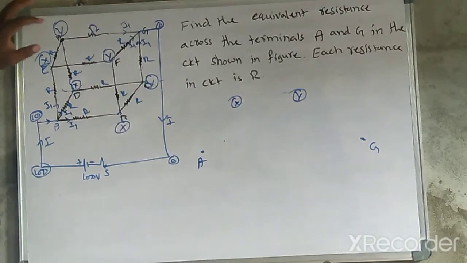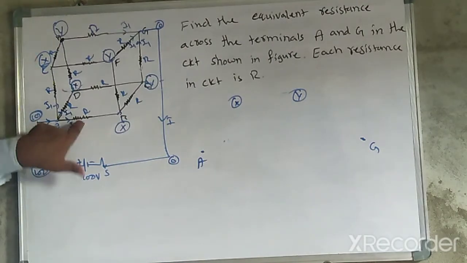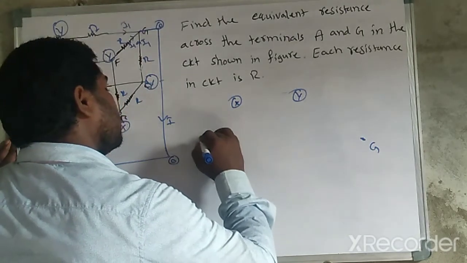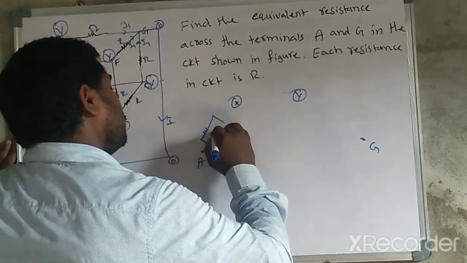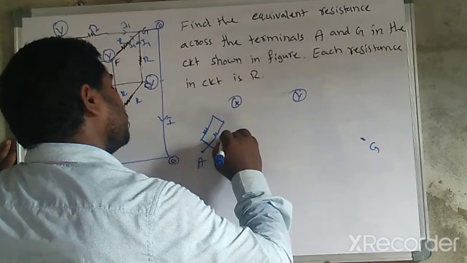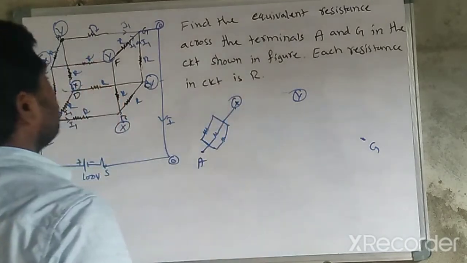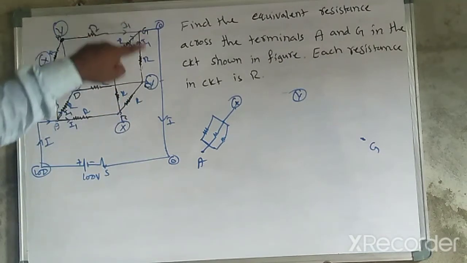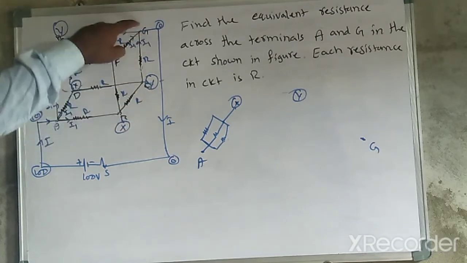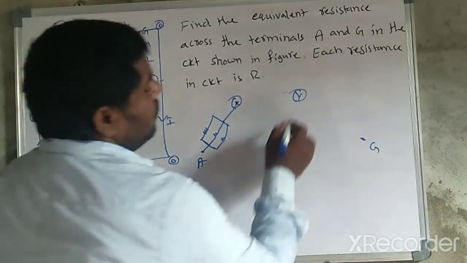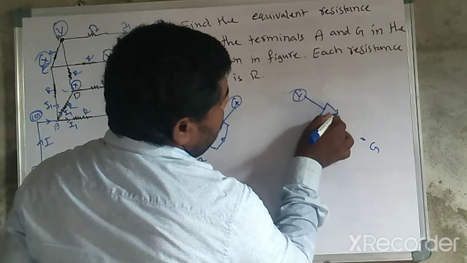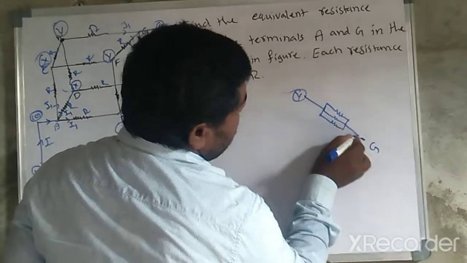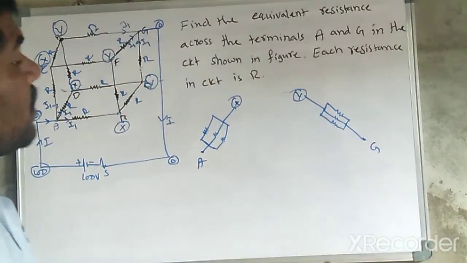In between A and X there are 1 resistor, 2 resistor, 3 resistors. These 3 resistors are parallel because the potential difference is the same. Similarly, between G and Y there are 1, 2, 3, so also 3. Please use this method only with symmetry; otherwise, go for the normal method.